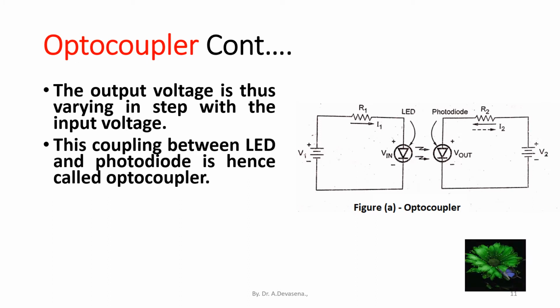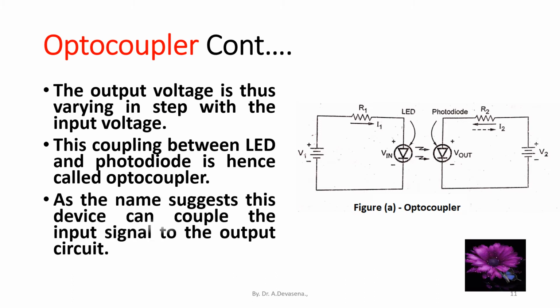This coupling between LED and photodiode is hence called an optocoupler. As the name suggests, this device can couple the input signal to the output circuit.